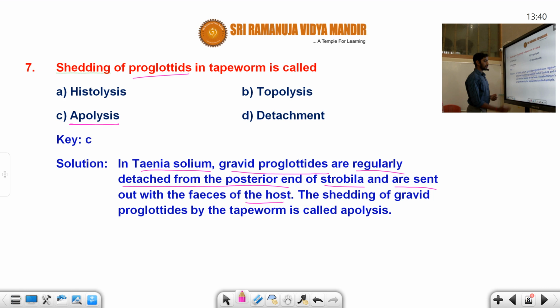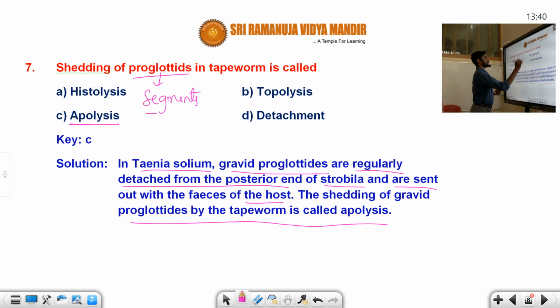So simply, students, what is this? It is the shedding of the proglottids. Proglottids means segments. The segments are removed automatically in the tapeworm, and that process we call apolysis. So for the seventh one, the correct option is C.